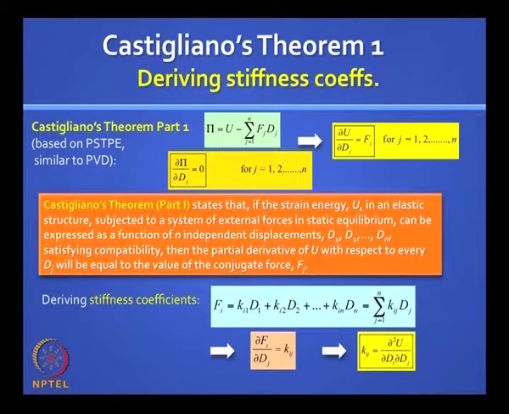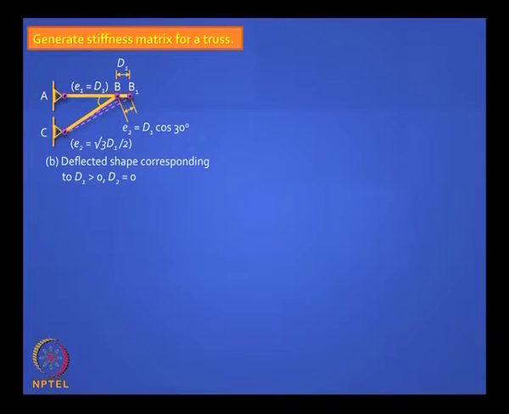You can prove that Kij is the second mixed partial derivative of the strain energy with respect to di and dj. This proof follows from Castigliano's theorem, which starts with this expression dou u by dou dj is equal to fj. You can derive an expression for Kij, which is dou squared u by dou di dou dj, and let us demonstrate this with a simple example.